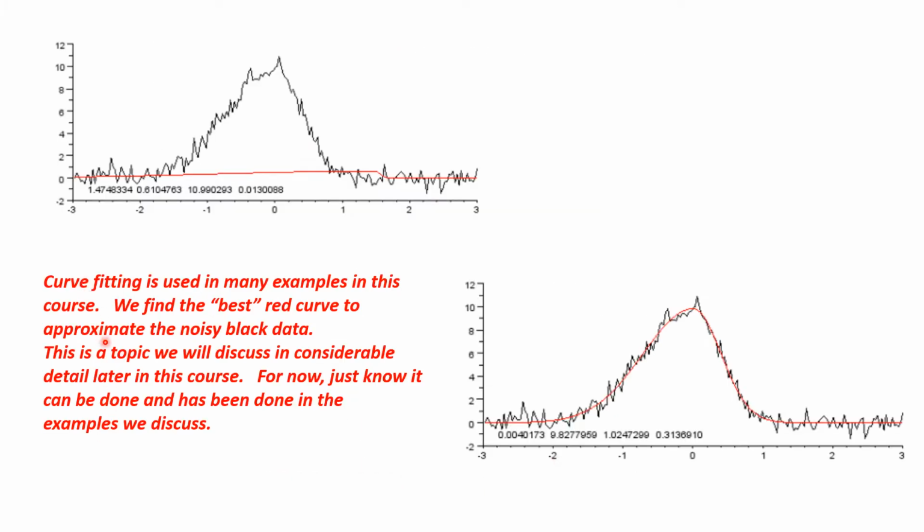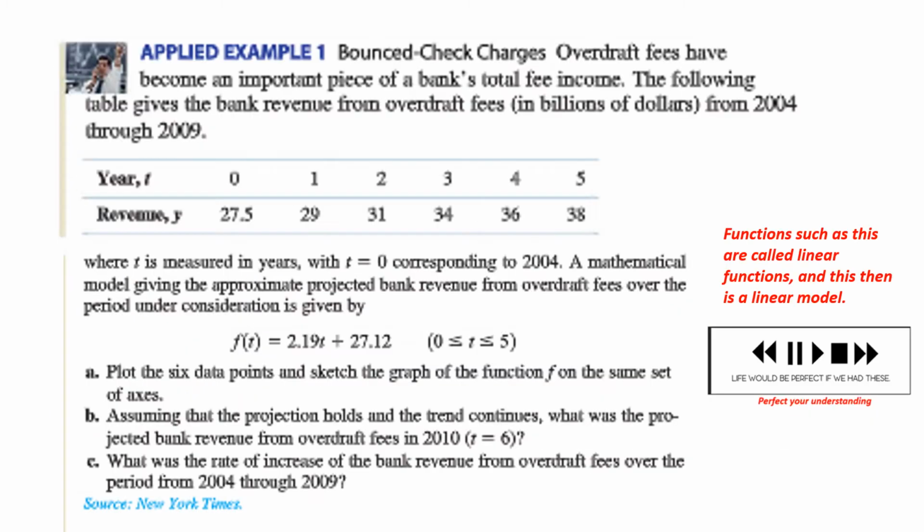One of the techniques we're going to be using is curve fitting. Curve fitting is used in many examples in this course. We find the best red curve to approximate the noisy black data. So here's the noisy black data, and here is the red curve that we will find. This is a topic we will discuss in considerable detail later in this course, how you do that. But for now, just know it can be done, and this has been done in the examples we discuss.